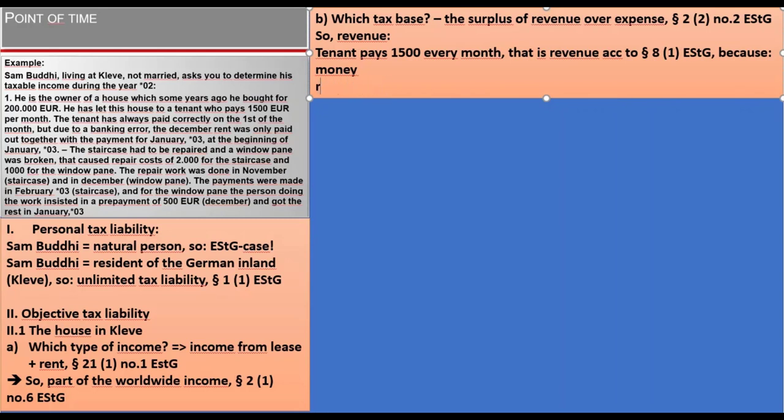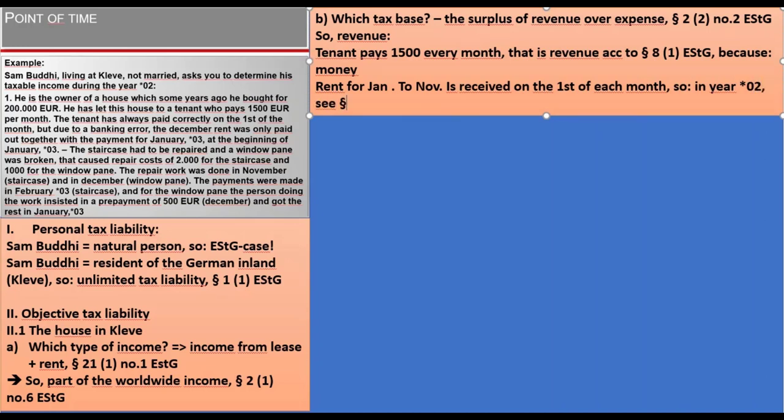So rent for January to November is received on the first of each month, in year 02, the year which is relevant here. And now, where did we get that from? I believe that was our paragraph 11, but when everyone is not sure, there's only one method available: look it up.